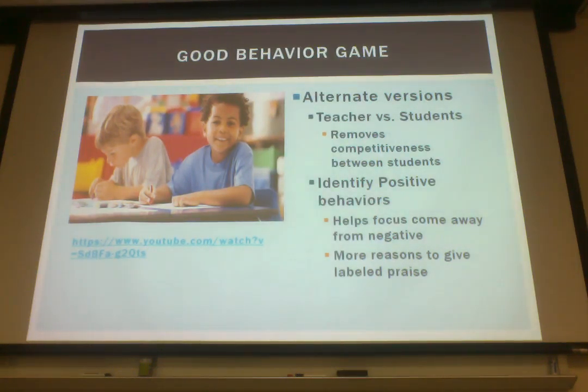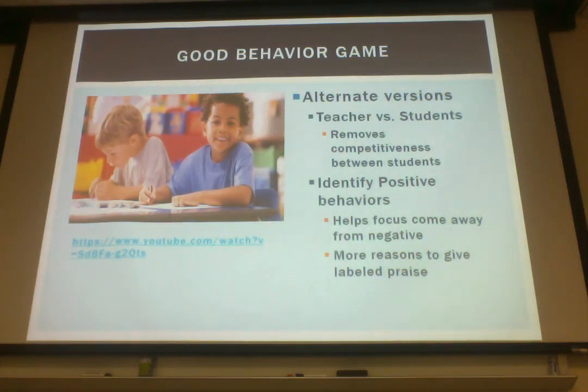Also, there's kind of an in-between version that we can do that's teacher versus students. This is great if you have really competitive students in your class and they're really getting on each other because one group is always winning, or really just saying like, oh, we won and you lost, and we want to get away from all of that negativity and all that competitiveness. So instead, we can do teacher versus student, and that's going to give these students the opportunity to all work together as a team to go against you, the teacher.